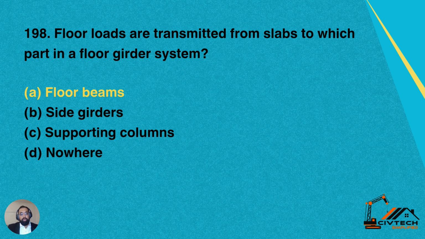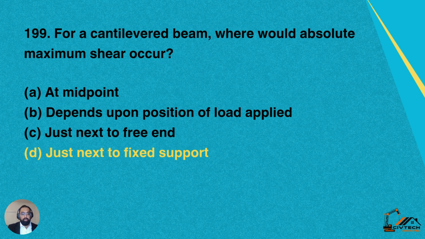198. Floor loads are transmitted from slabs to which part in a floor girder system? Option A, floor beams. Option B, side girders. Option C, supporting columns. Option D, nowhere. So yes, the floor loads are transmitted to the floor beams. A is the correct answer for this question. Floor loads are transmitted from slabs to the floor beams.